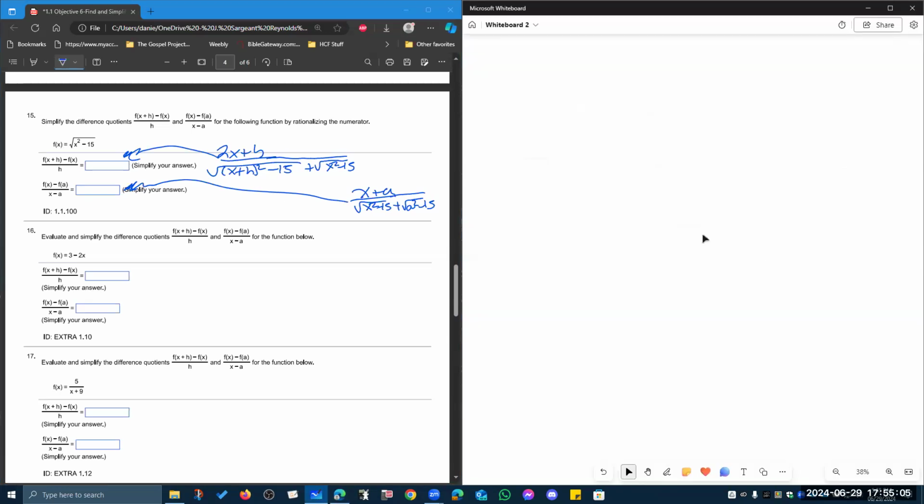So this one's going to be linear. You should be able to look at it and tell me what the answer is. But we're going to go ahead and do the process anyways. F of x is equal to 3 minus 2x. F of x plus h is equal to 3 minus 2 times x plus h. It's 3 minus 2x minus 2h.